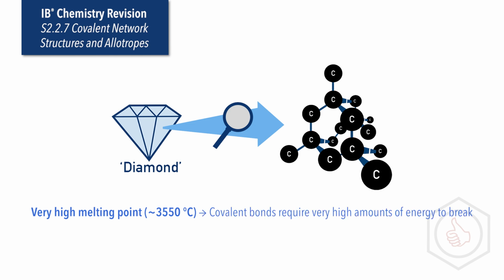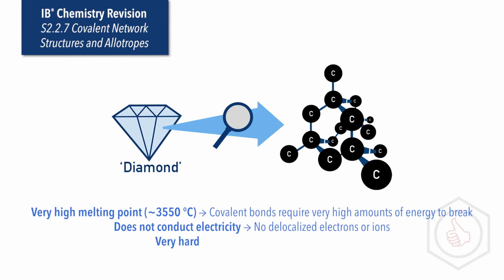energy. Diamond is unable to conduct electricity because it doesn't contain any free mobile electrons or ions, and it's incredibly hard due to the strong covalent bonding extending in all directions.